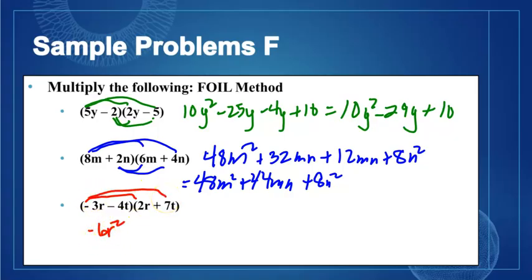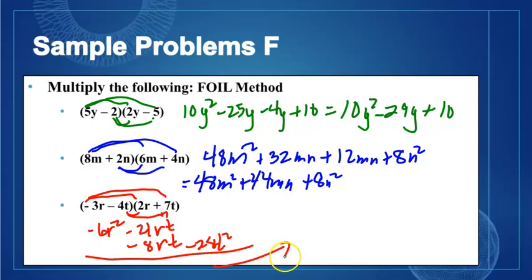Negative 3r times 7t is a negative 21rt. Negative 4t times 2r is negative 8rt. And negative 4t times 28t is a negative 28t squared. So all those combined, it's going to give us an answer of negative 6r squared minus 29rt minus 28t squared. So that's our lesson on multiplying monomials and binomials.